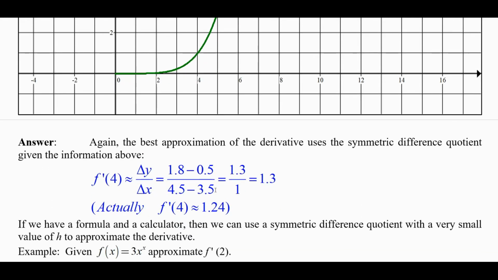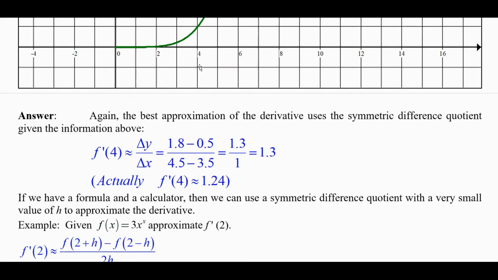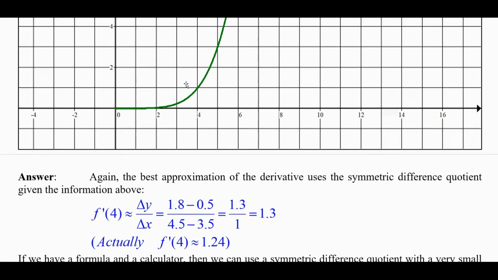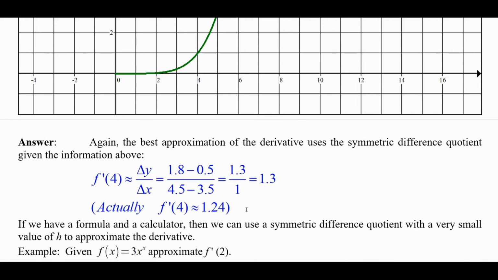So 4.5 and 3.5 gives us a delta x of 1. And delta y, I estimated at 4.5 to be 1.8, and at 3.5 to be 0.5, excuse me. Then subtract and get 1.3 for a change in y, divided by the 1. That's 1.3. Actually, since I know the formula, I know that rounded to two decimal places it's exactly 1.24. So 1.3 is actually pretty close.